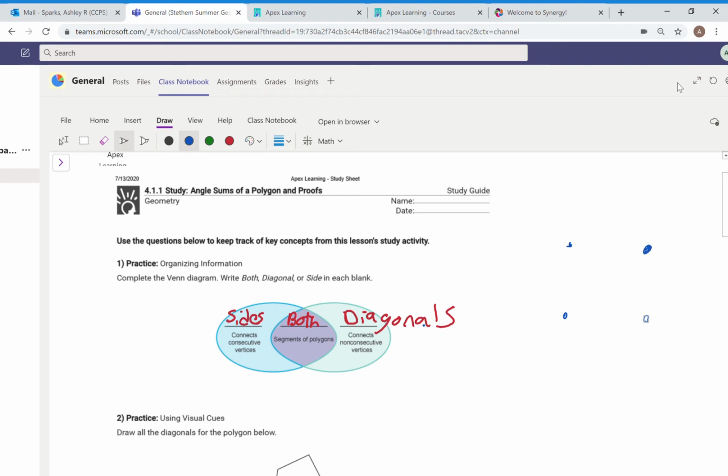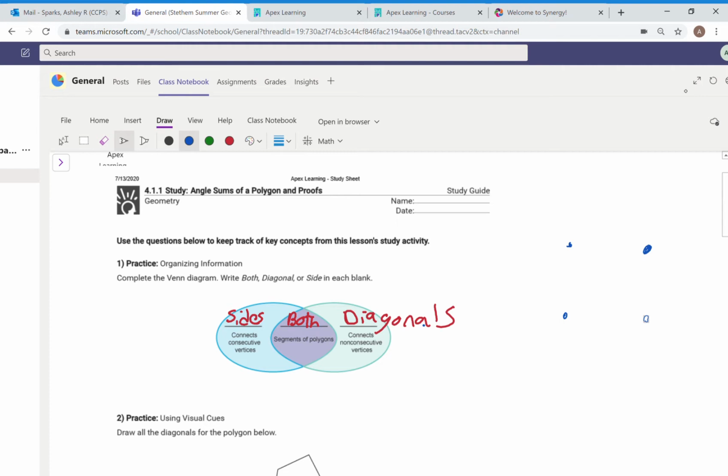Alright, so we're going to talk about the angle sum of polygons and working with them. Polygons are kind of fun. One of my favorite sections is this section. So to start off with, we have the definition of diagonals and sides.